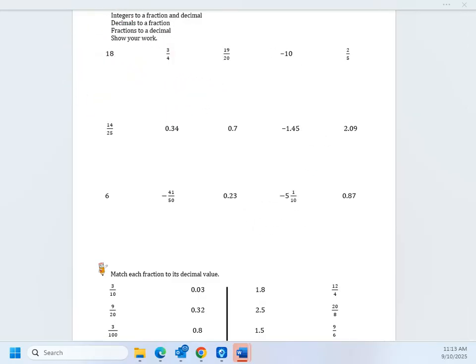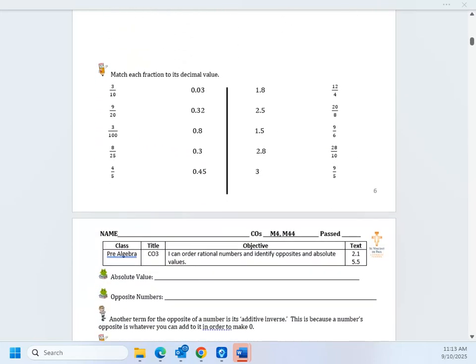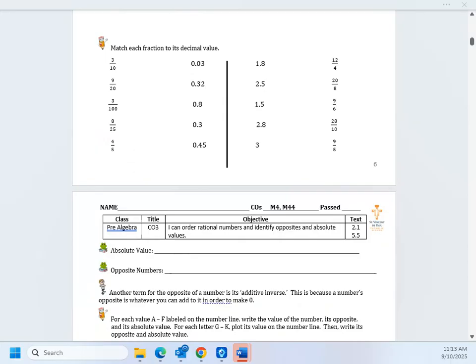All right, let's look at our next section. It says match each fraction to its decimal value. So you're going to have to work it out. 3/10, I want to go to the hundredths, go from 10 to 100, I multiply by 10. 3 times 10 is 30, so 30 hundredths would be that. So sometimes we have the 0 on it, sometimes we don't. It's the same value. So you have to figure it out for each number and then draw the line to what it connects to, what it's the same value of. Any questions on the bottom?